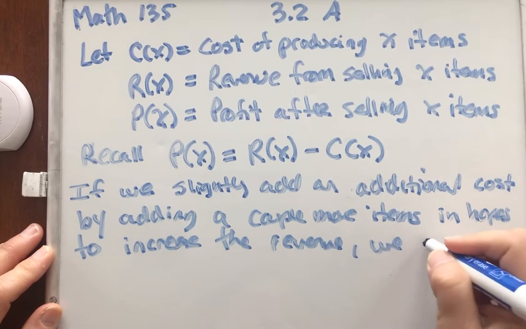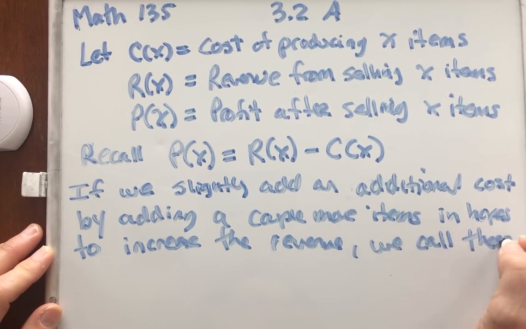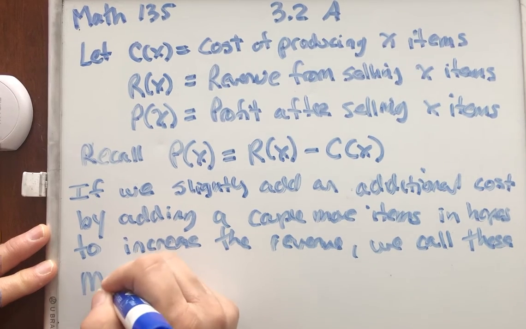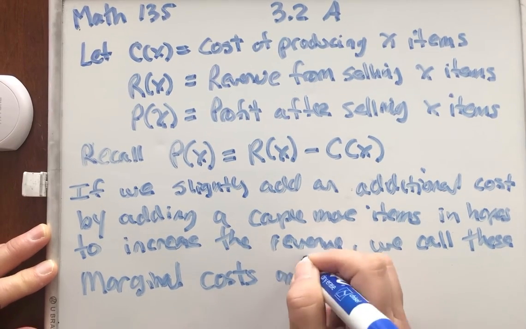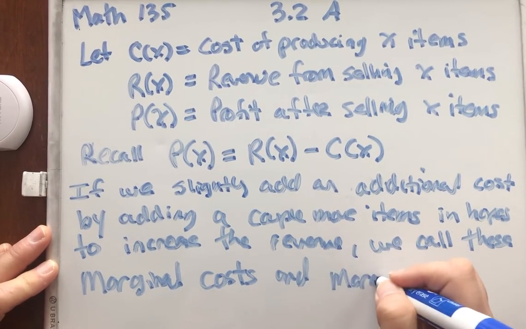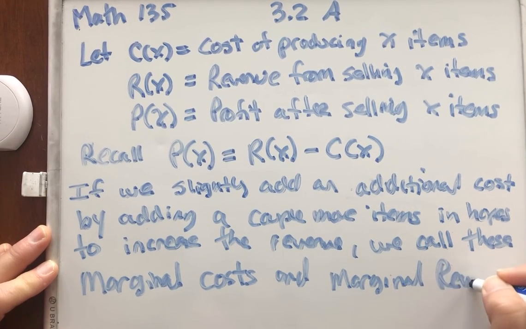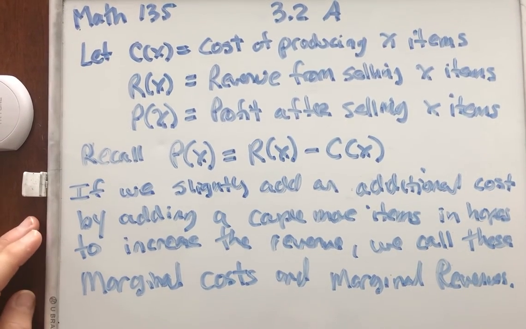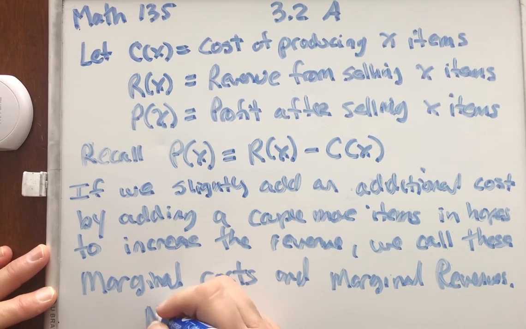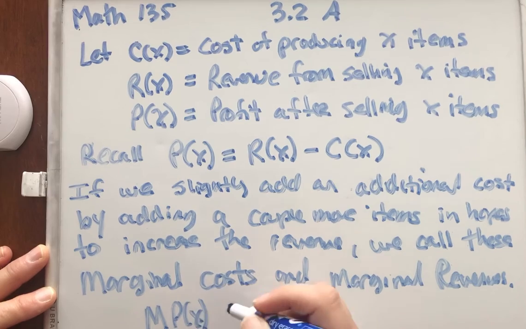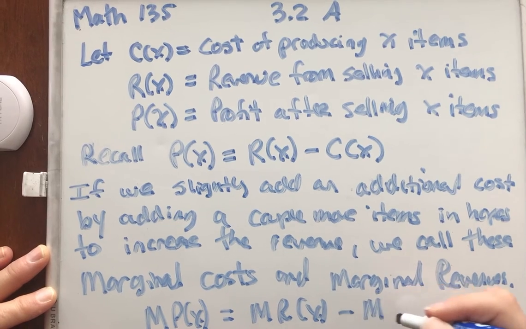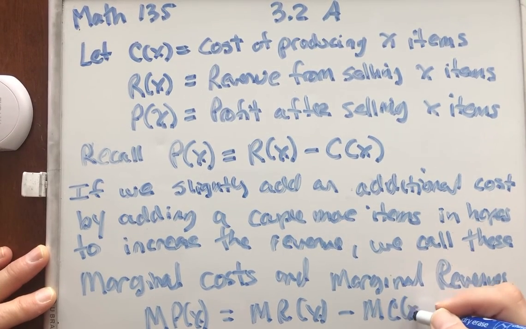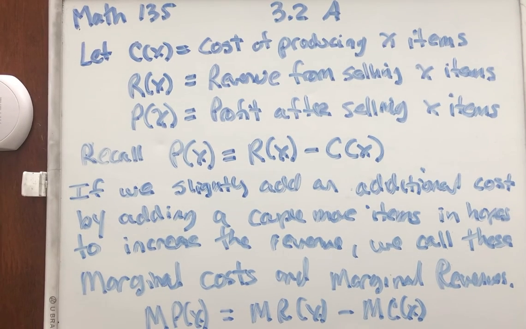we call these marginal costs and marginal revenues. Okay, we will write this as such. The marginal profit equals the marginal revenue minus the marginal costs. Okay, let's continue.